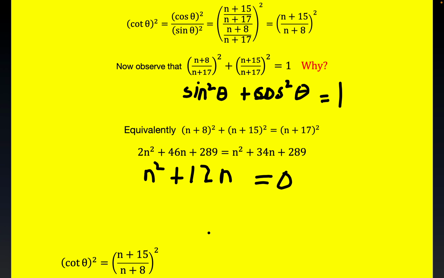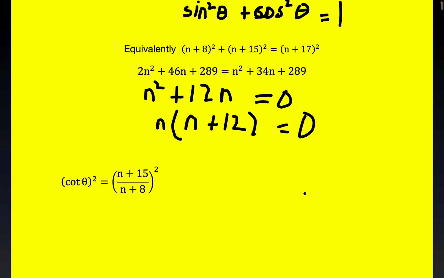All right, and now right here, this factors into n times n plus 12 equals 0. And so that leads to two cases. n equals 0, of course. So let's see what happens here when we do n equals 0. For n equals 0, we would get 15 squared over 8 squared.